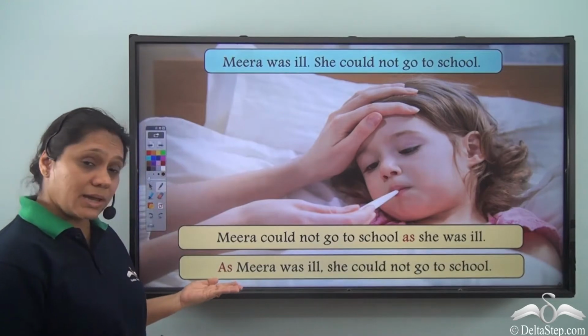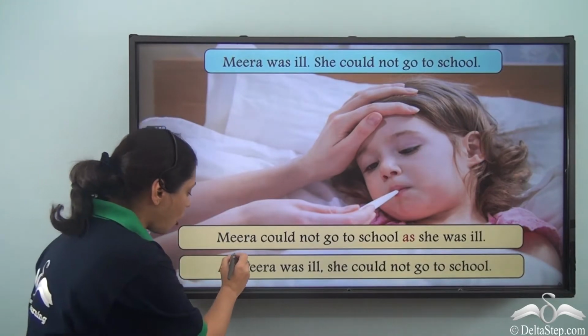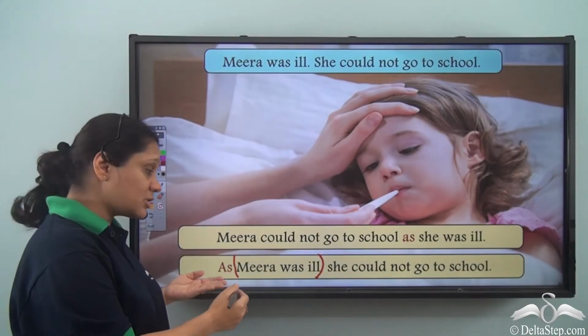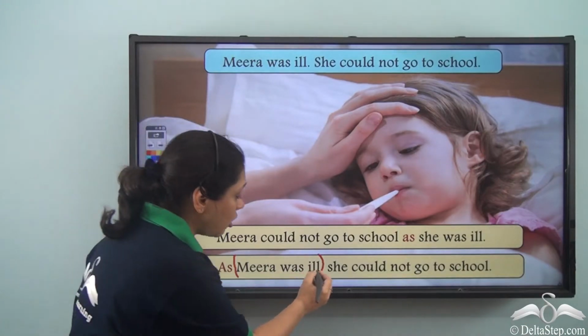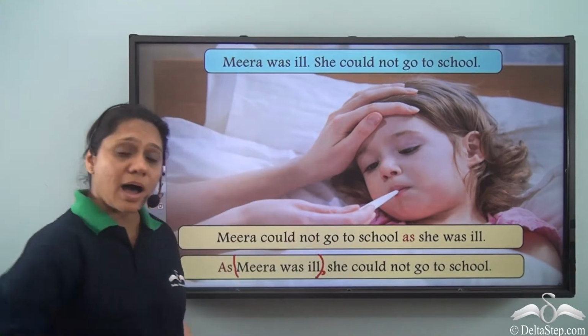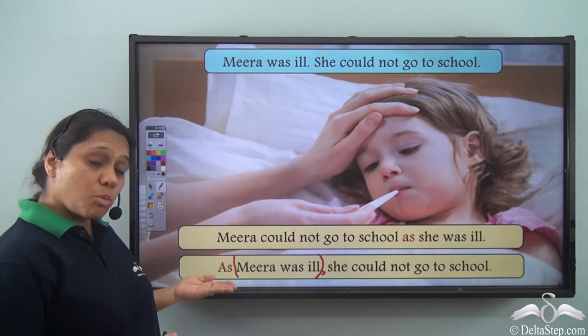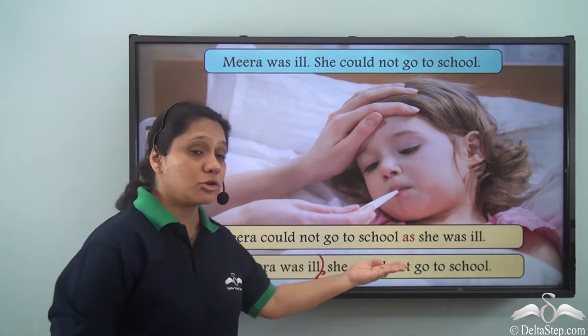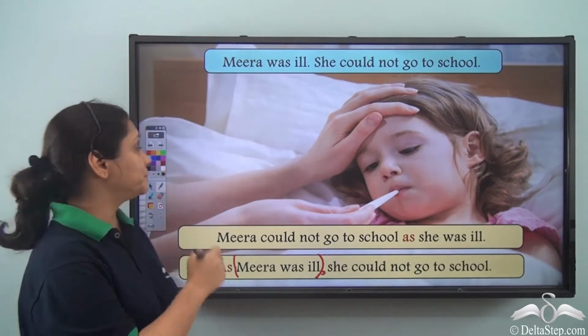Now what are we seeing here? As is always followed by the reason. Whenever we start a sentence with the reason, we always put a comma after it. So what is the new sentence? As Meera was ill, she could not go to school.